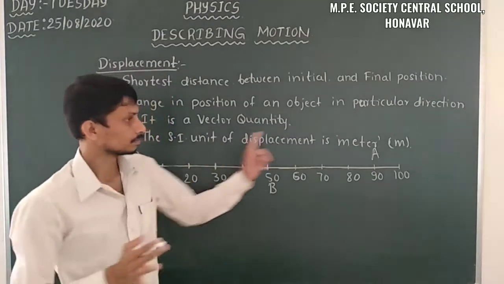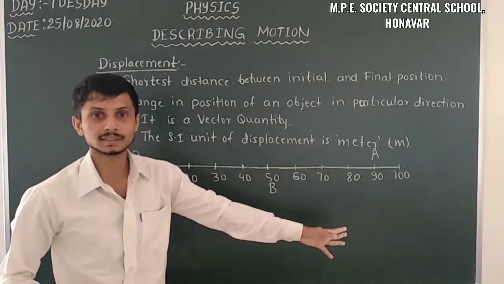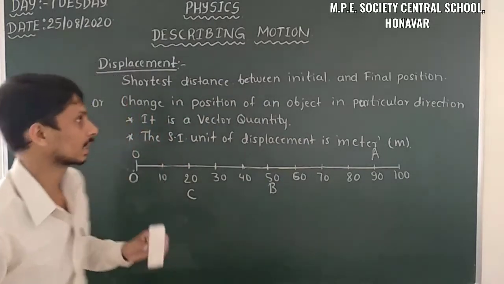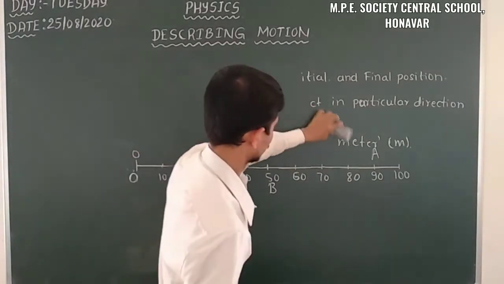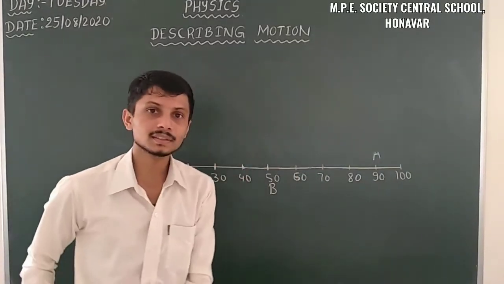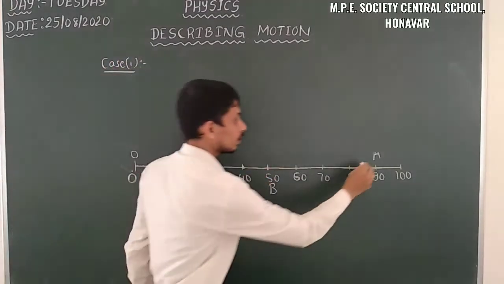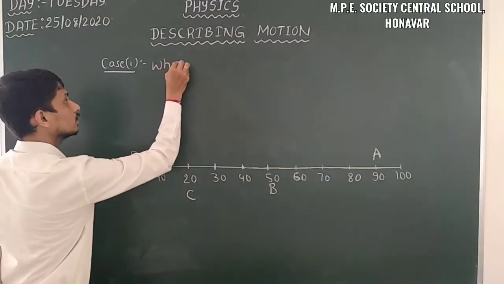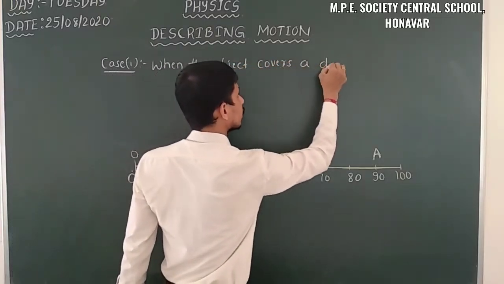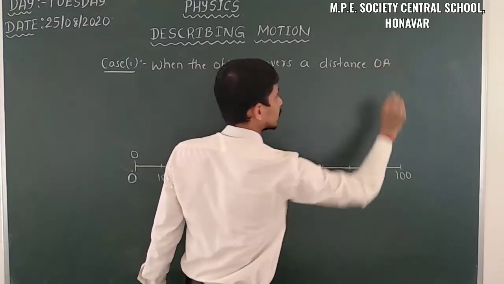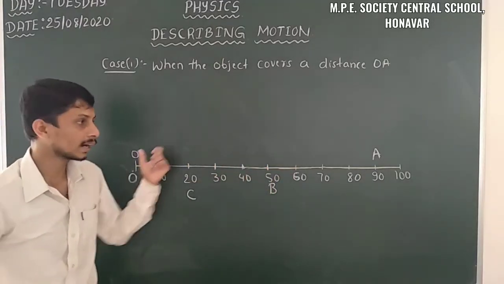Here some cases arise. What happens when the object covers a distance OA? So we have to discuss some of the cases here, in the case of displacement only. Yes. So I will take some cases here. Case 1, when an object covers a distance OA. Firstly, I will consider the points O and A. Initially the object is at point O, and after that it comes to point A.